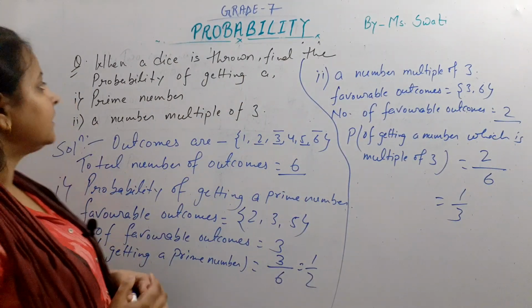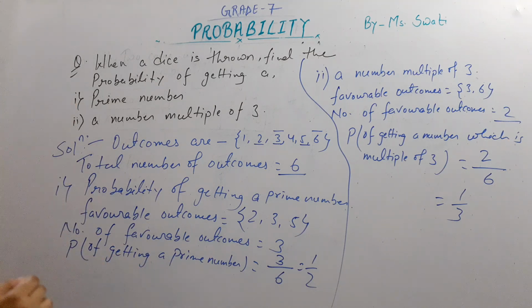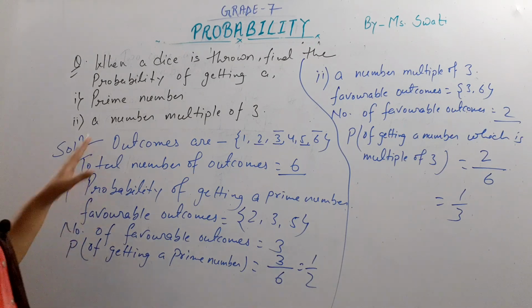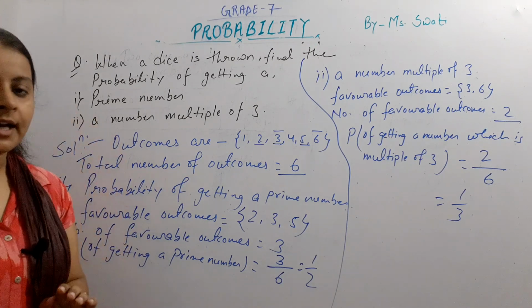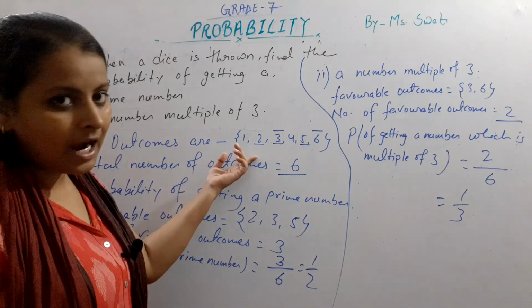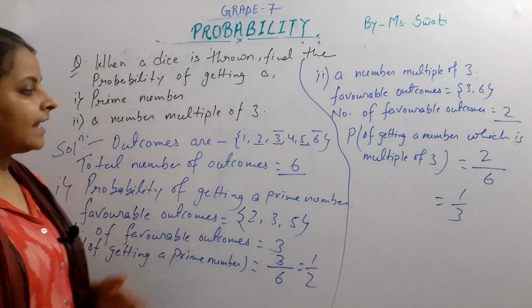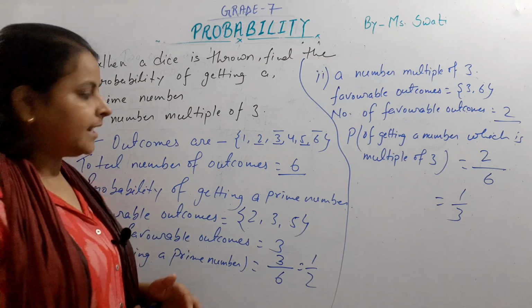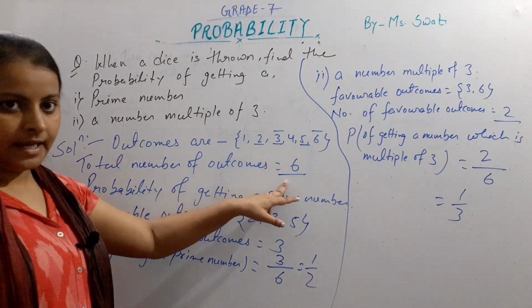Student, what did we do here? When a dice is thrown, find the probability of getting a prime number, a number multiple of 3. So first we find out, when we throw a dice, what we get as outcomes. We get the outcomes as 1, 2, 3, 4, 5 and 6. The total number of outcomes becomes 6.